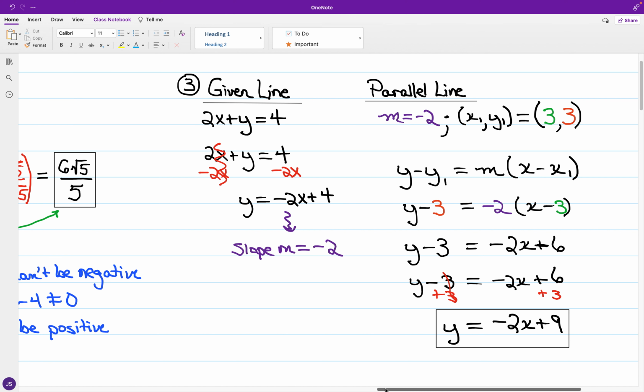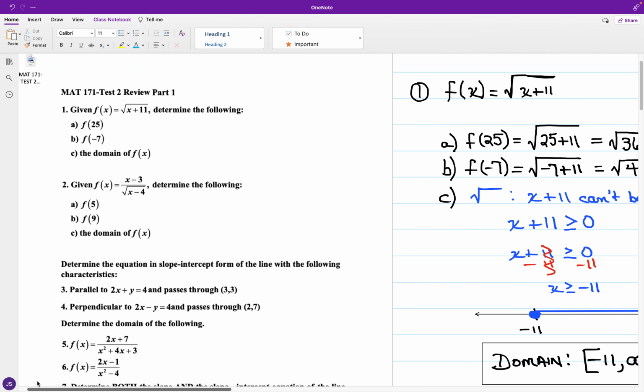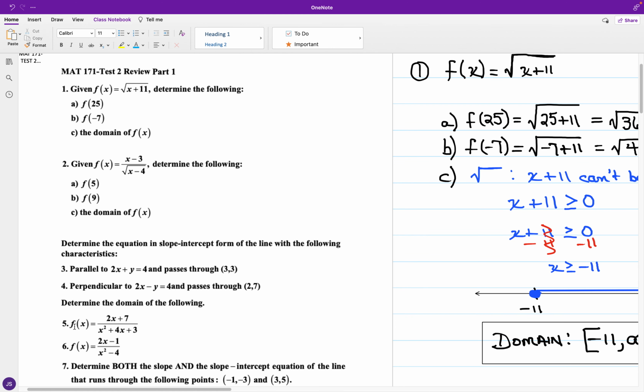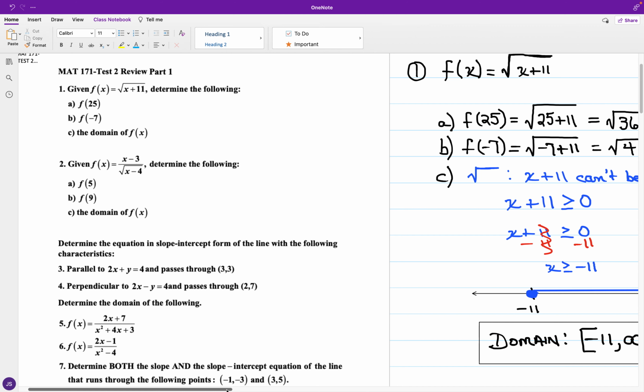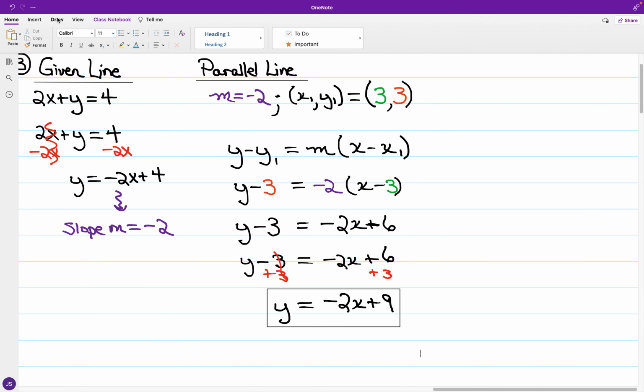All right, now in the case of the fourth item, we're now looking for a perpendicular line, and we have the given line represented by the equation 2x minus y is equal to 4, and we're looking for the perpendicular line to pass through (2, 7).